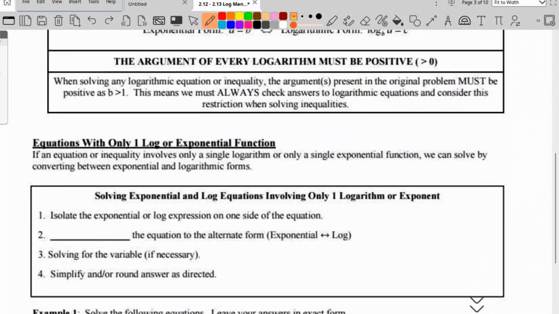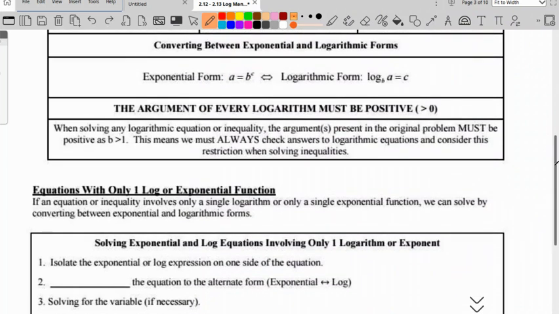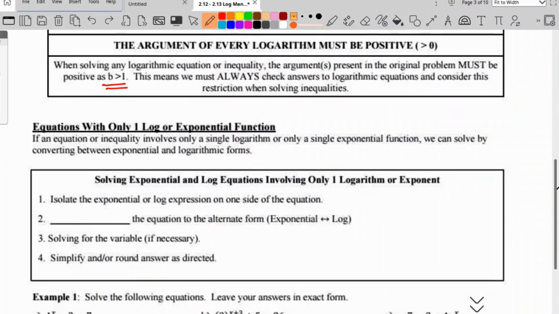Here's a little note about vocabulary. It says the argument of every logarithm must be positive, meaning it has to be greater than 0. In case you're wondering, the argument is the number you're taking the log of. That's because your base always has to be positive, and we can't raise a positive number to a power and get a negative number. So our argument has to also be positive. We mentioned that last class as well, I believe.